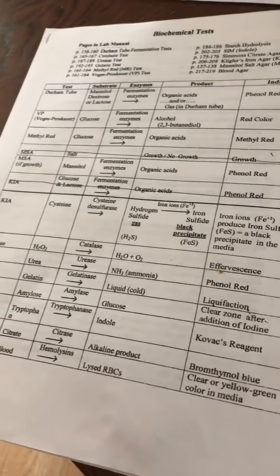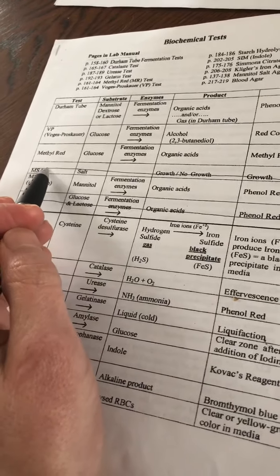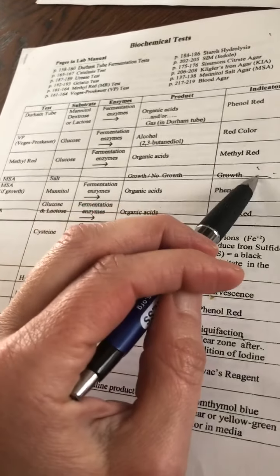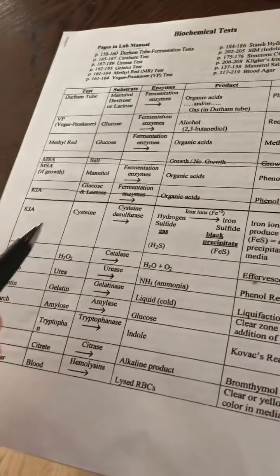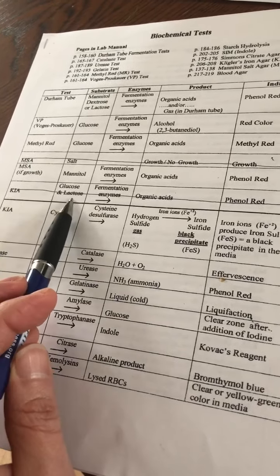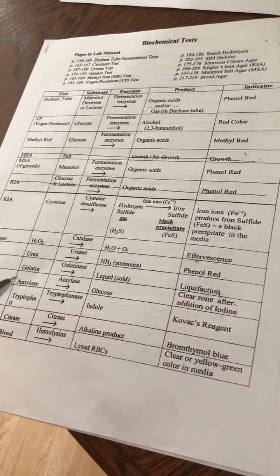Let's start this segment by talking about your biochemical test handout. I forgot to mention that there's a couple of lines that we're going to cross out here. So this first top line of MSA, salt, growth, no growth, you can cross that out. You won't have to know that for the quiz or the lab practical. This first line of KIA, glucose and lactose, fermentation enzymes, organic acids, you can cross that out. I didn't talk about that in that segment because we didn't see it in the test tubes that I grew.